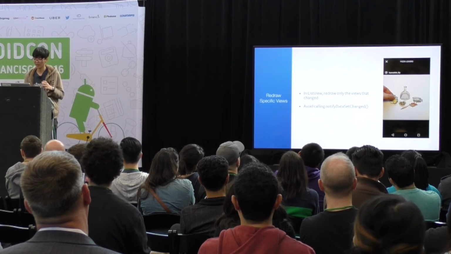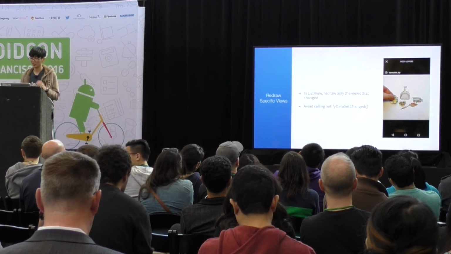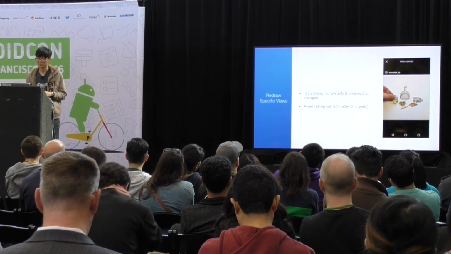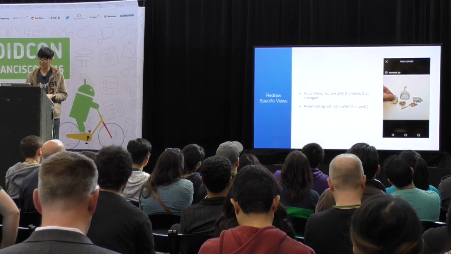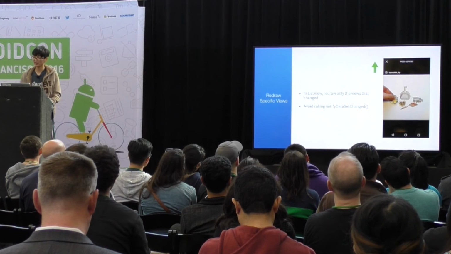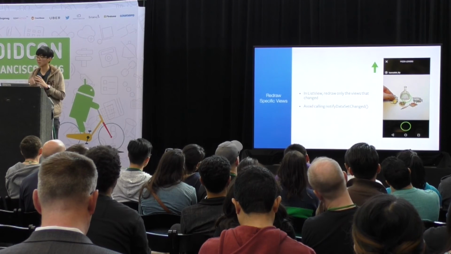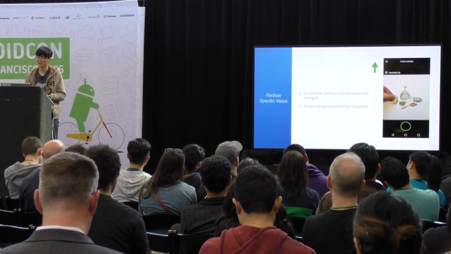Especially in the case of the viewer, we wouldn't call notify dataset changed during our animations because we only want to update the current video and the next video to play instead of the entire list. For example, if you're scrolling upwards, then we only want to update the center video and the bottom video, but not the top video because that one will be going off screen and we don't need to update any state on it.